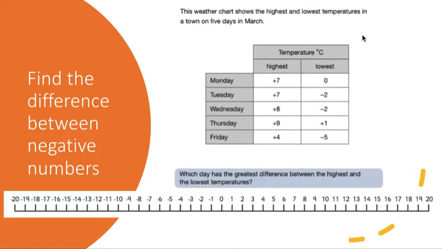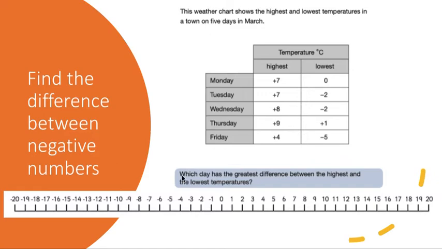This weather chart shows the highest and lowest temperatures in a town on 5 days in March. So here's the highest temperature and the lowest temperature. So Monday, we've got the highest temperature and the lowest temperature. Tuesday, the highest and the lowest. Wednesday, the highest and the lowest. Thursday, the highest and the lowest. Friday, the highest and the lowest. On which day has the greatest difference between the highest and the lowest temperatures?